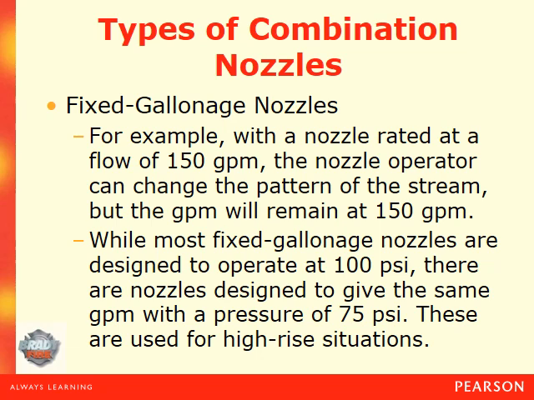While most fixed gallonage nozzles are designed to operate at 100 psi, there are nozzles designed to give the same gallons per minute with a pressure of 75. These are used for high-rise situations.